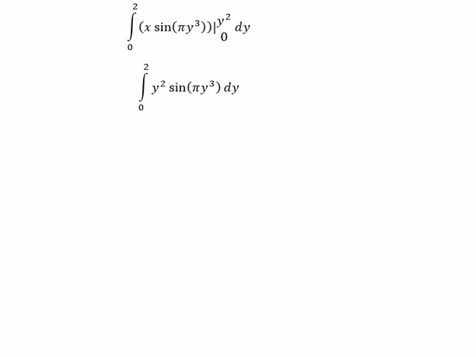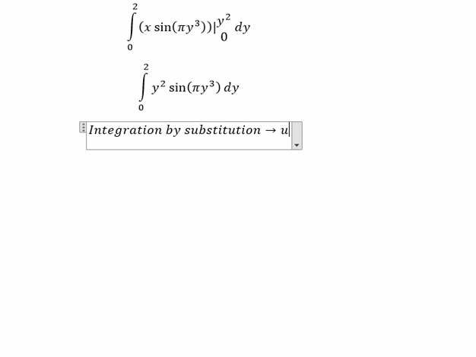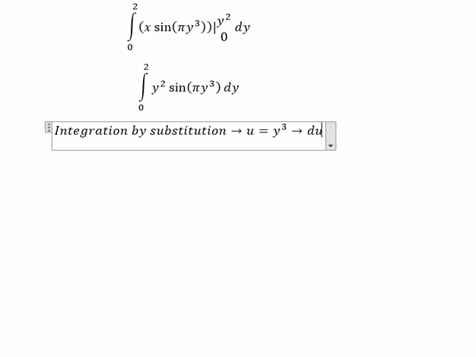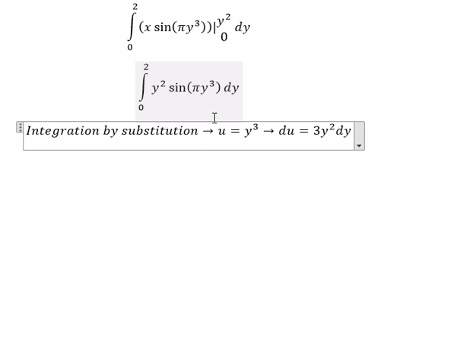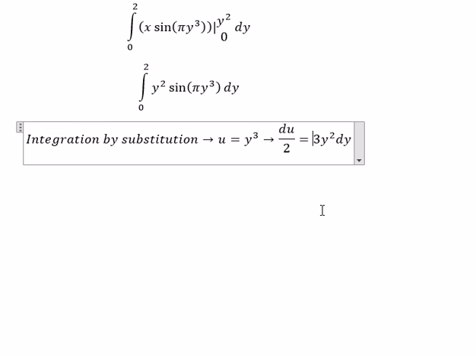Now we can use about integration by substitution. So we put about u equal to y to the power of 3. So we do first the derivative in the both sides, and you got about the du equal to 3y square dy. Because we don't have the number 3 in here, so we divide both sides with number 3.